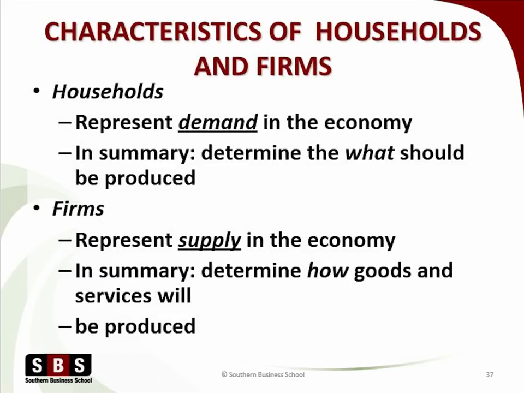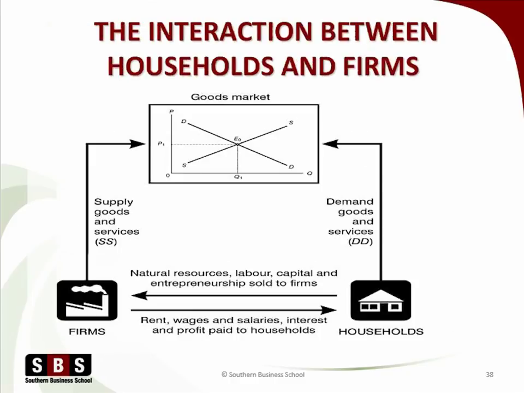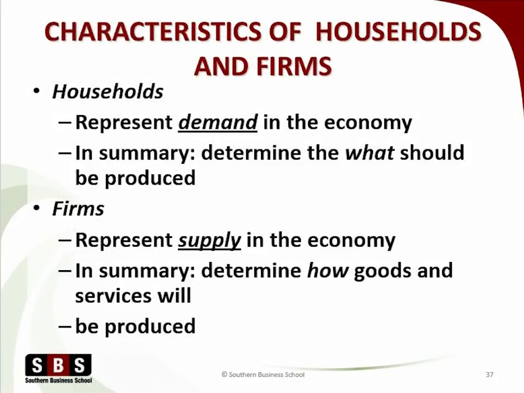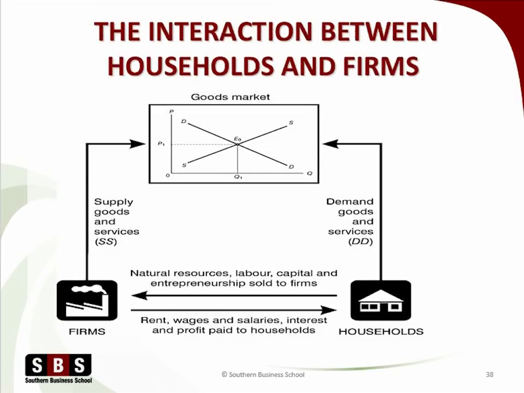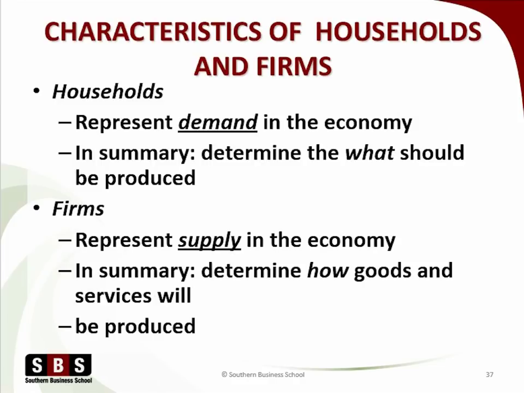And then the characteristics of households and firms. In the flow diagram we were talking about the firms and the households. These are just the definitions of the households and of the firms. So the households represent demand, and the firms represent supply in the economy. Now the reason why we want you to understand this is basics. This is very basics of microeconomics, to see the demand and the supply side, what it's made up of, how the flows are between the various entities.